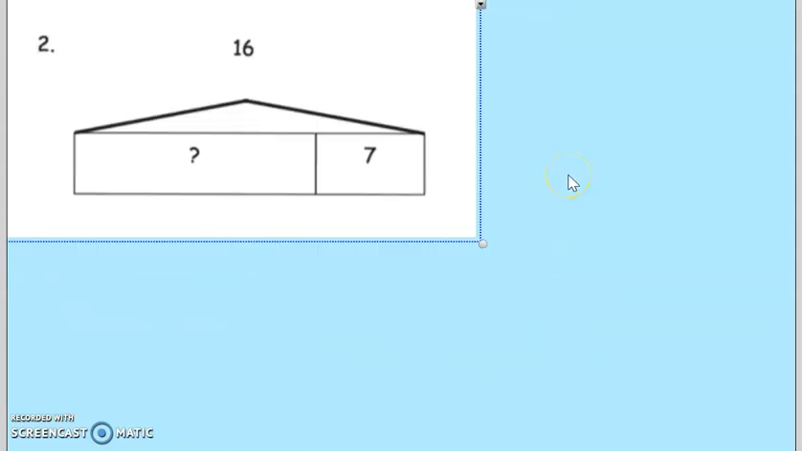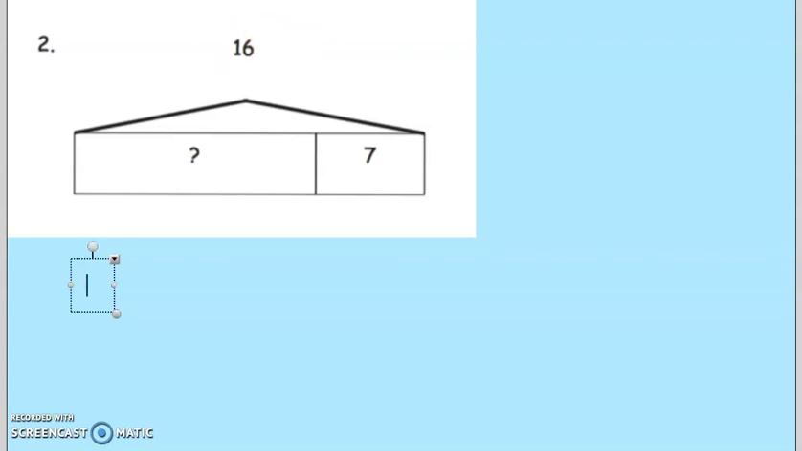Ooh, this time our problem looks a little bit different. We have 16 as our total. We have 7 as a part, and now we are missing our other part. So we need to think, how can I write a word problem to match this question? I want you to pause the video and see if you can write a word problem to match this question. All right, you ready? I'm going to show you how to do one.